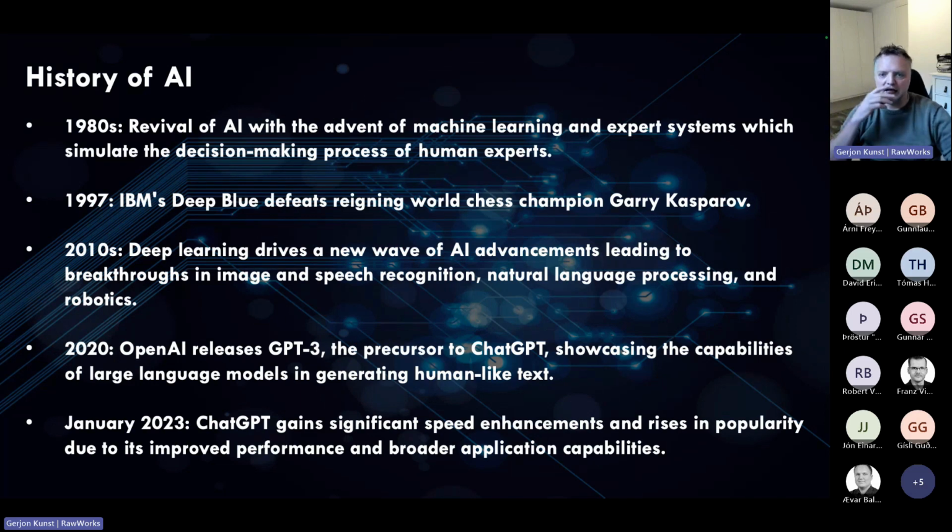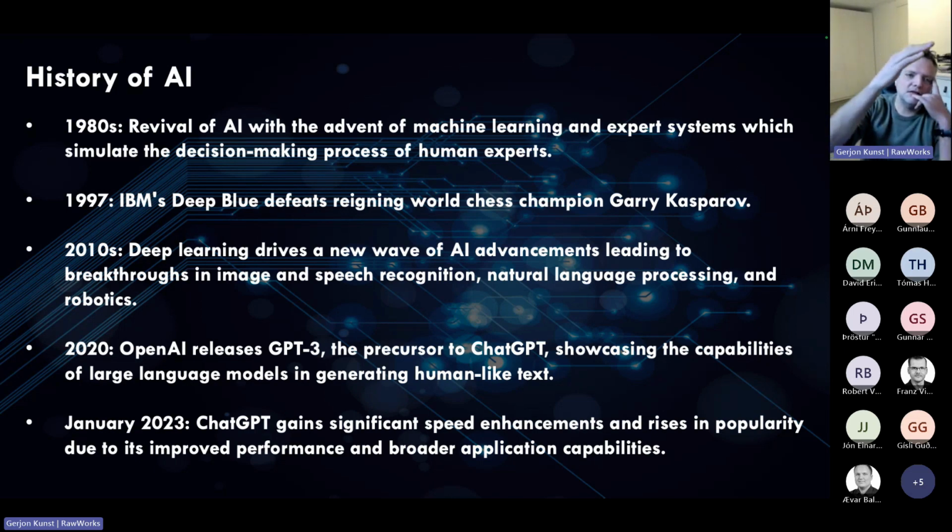If you look at the 1980s, there was a revival of AI with machine learning and expert systems which simulate decision making. And then IBM Deep Blue, 1997. I still remember the name. It was defeating Kasparov as the reigning champion of chess. And then 2020 was OpenAI GPT-3, so that was a little bit of a hype, but not that much. And in January 23, ChatGPT gained significant speed. It was released in November 2022, but you can see it has significantly sped up the acceptance of AI in the mainstream IT and mainstream business world.